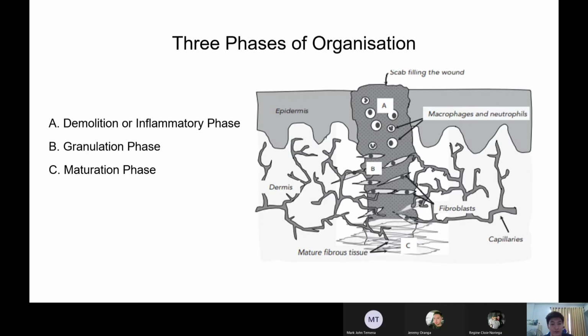As you can see in the picture, part A is where the demolition or inflammatory phase occurred. Present ang neutrophils and macrophages dito. This is where the cleaning up of the wound or damaged tissue occurs, performed by neutrophils and macrophages, and sometimes lymphocytes, plasma cells, and eosinophils are present. Then sa part B is where the granulation phase occurred due to the presence of the immature connective tissue or granulation tissue to start filling up the wound. And finally, part C is where the maturation occurred due to the presence of fibrous scar by the process of fibrosis.